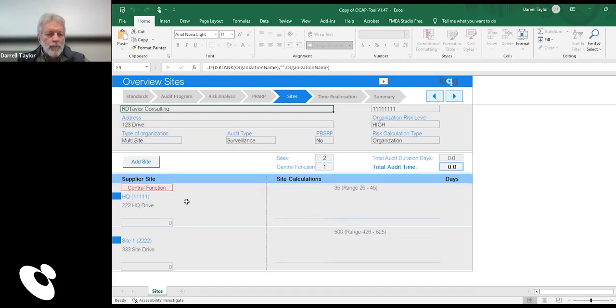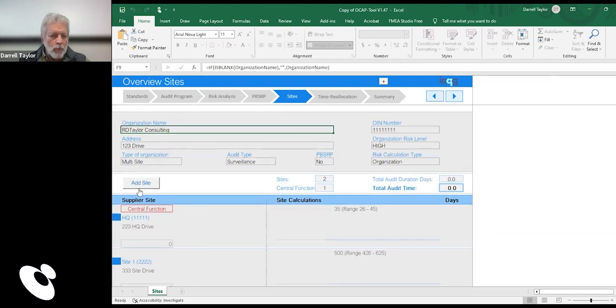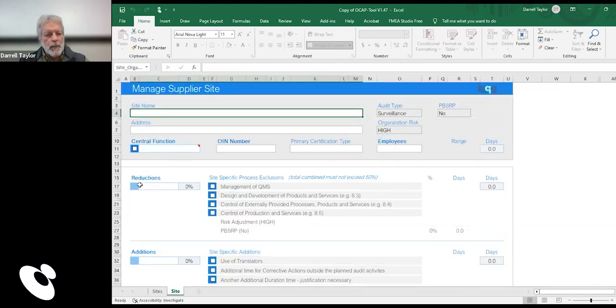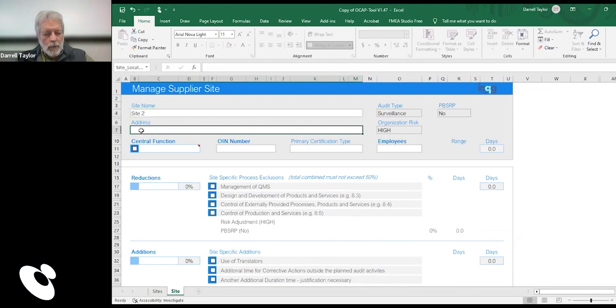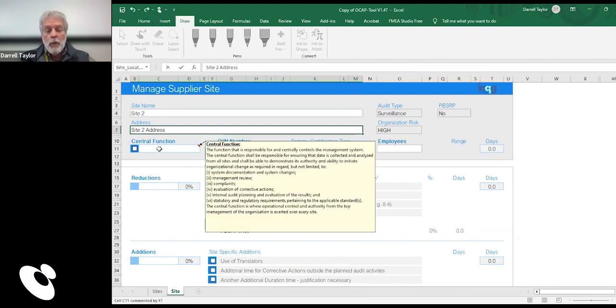I already preloaded one. I said, okay, this central function, we called it headquarters. And I populated that, and you're going to see that number in a minute. Just for the sake of showing you how this works, I'm going to add one more site. So you can see it popped up and said, okay, this is going to be site number 2. And it's going to be at site 2 address. It is not the central function. By the way, if you're looking for the definition, this comes right out of MD1. This may help you define what that central function looks like.